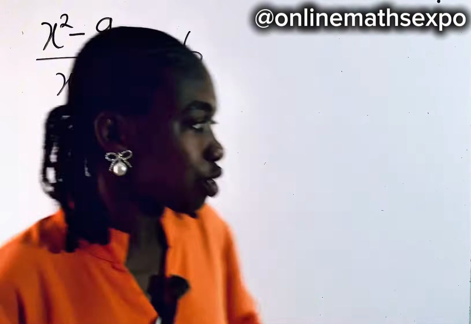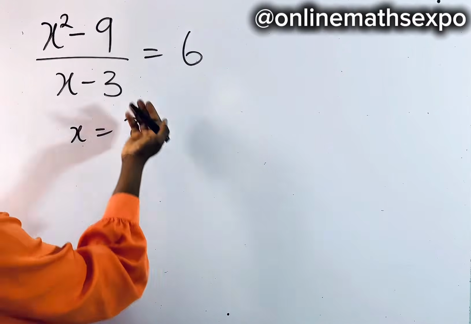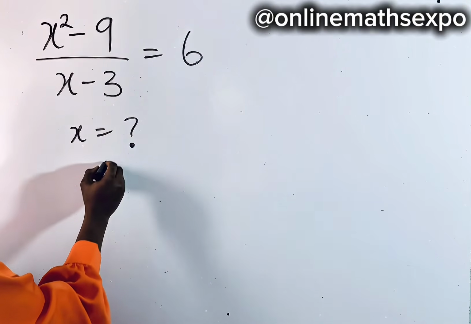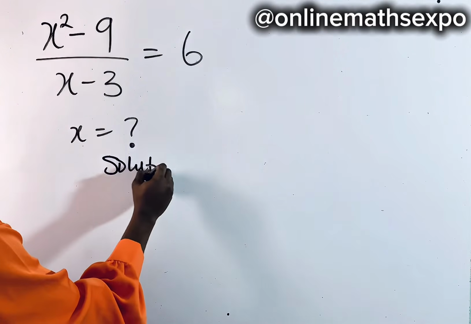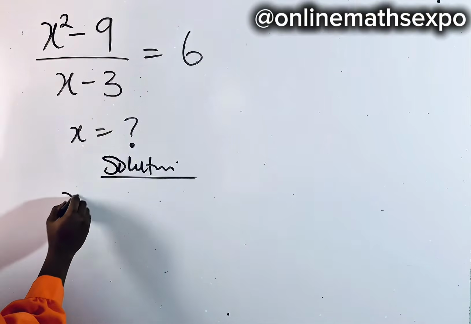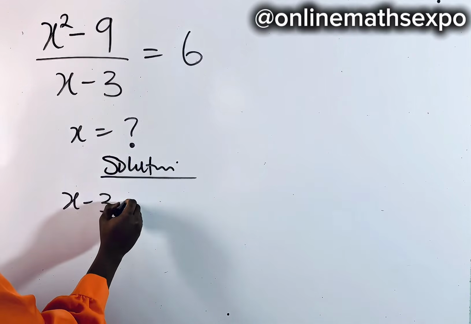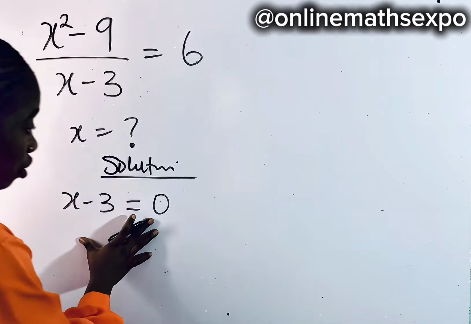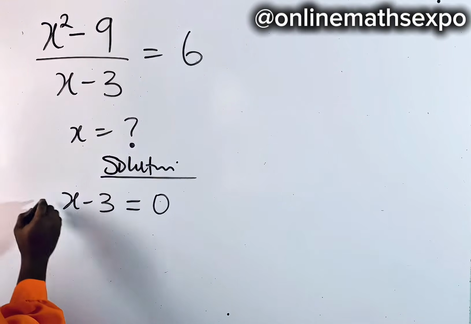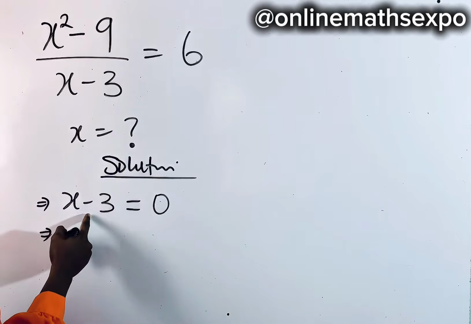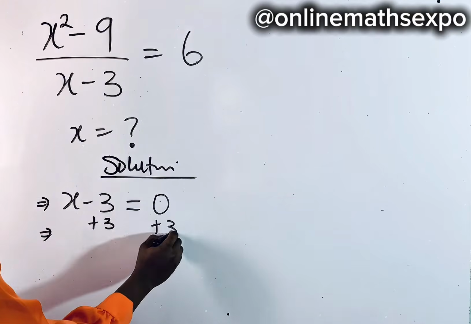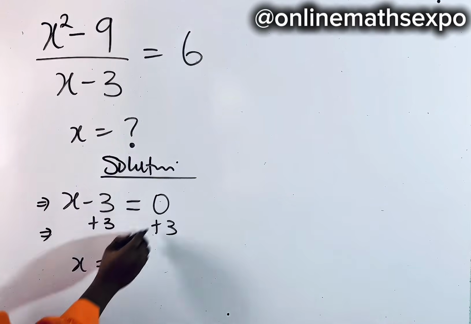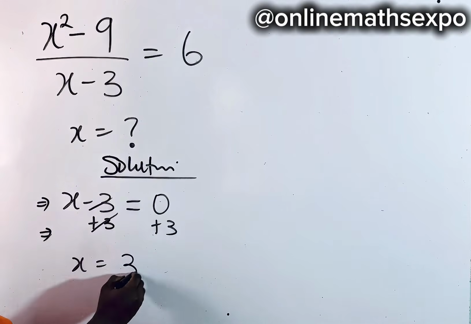To get the domain, first we have x minus 3. So we begin with our solution. x minus 3, set it equal to 0 so that you get the actual value of x. If you do that, add 3 to both sides. When you do that, this cancels, so you have x equals 3.